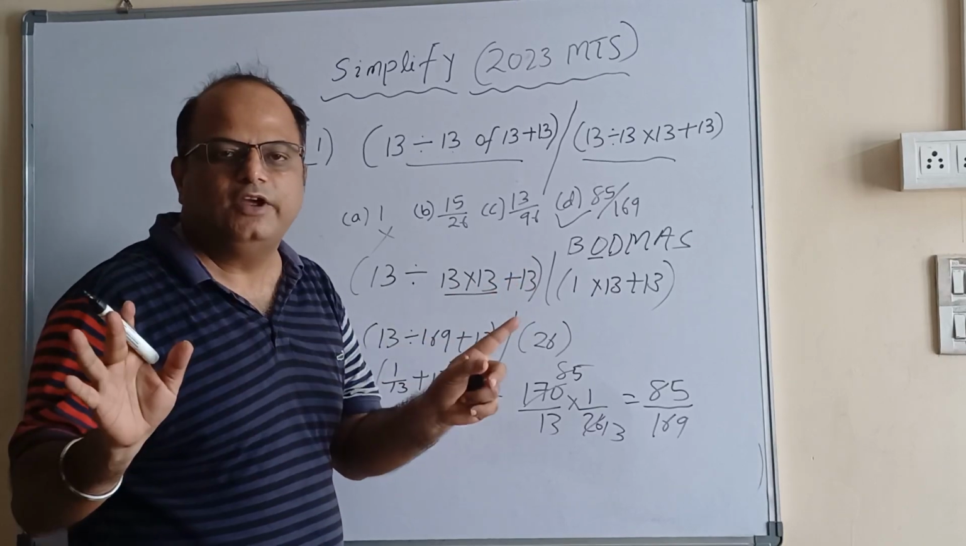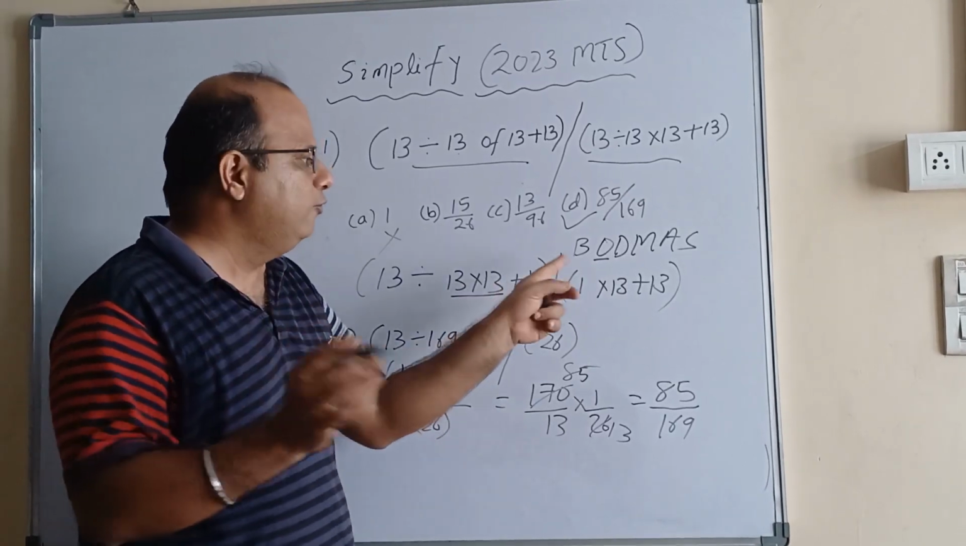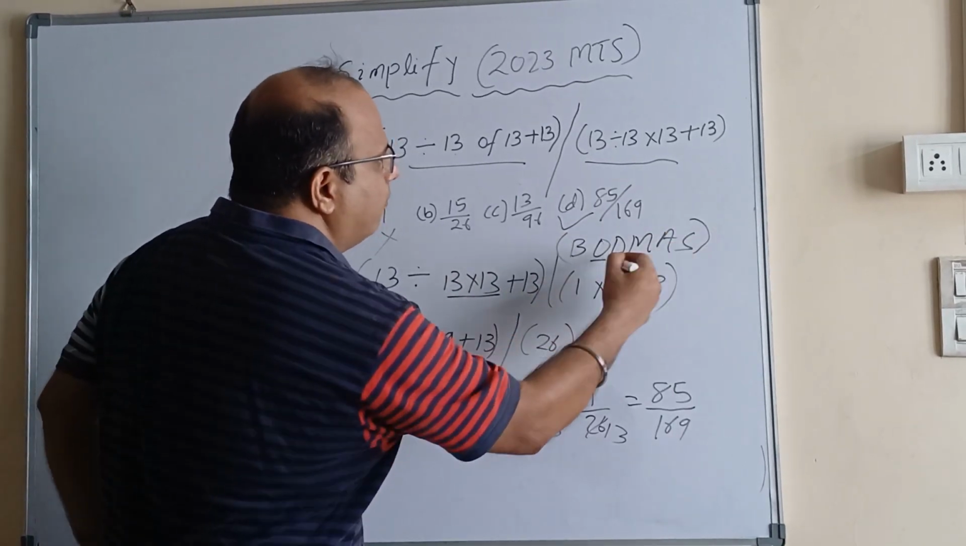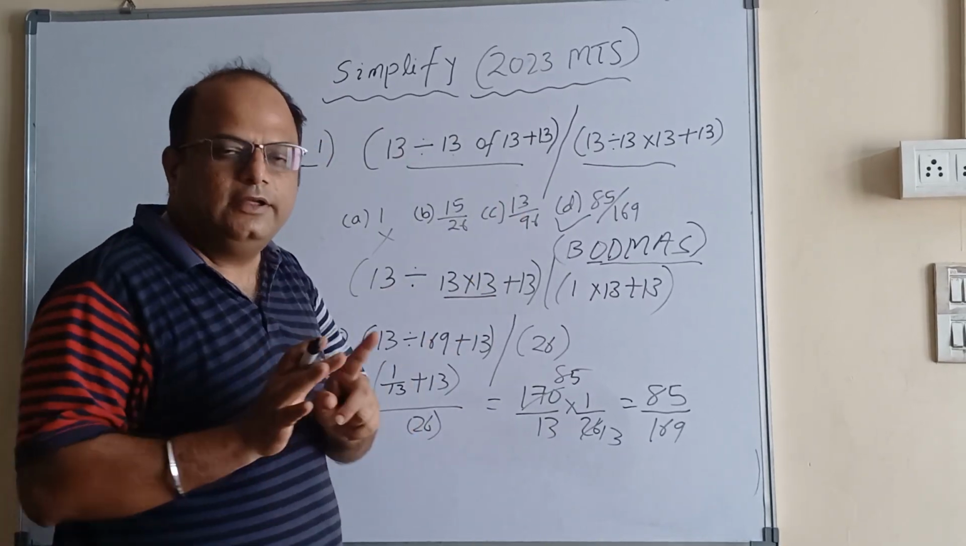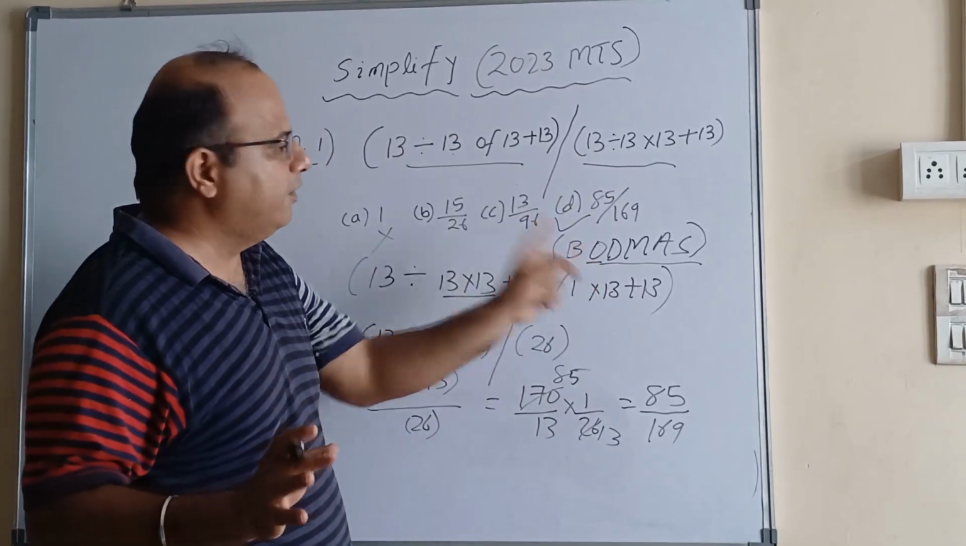So friends, in simplification, you have to understand and use this BODMAS formula. Apparently same-looking numerator and denominator are not the same because of the application of the BODMAS formula.